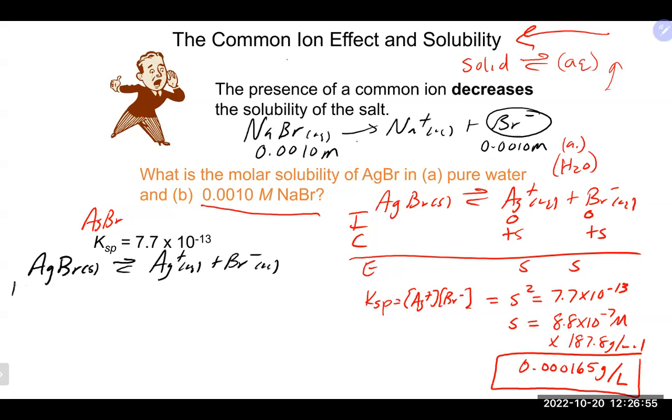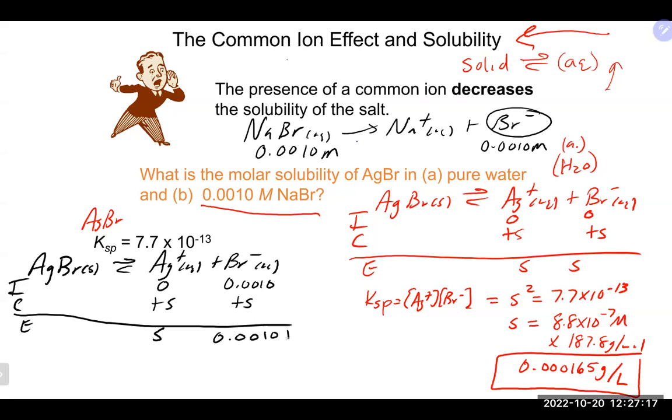And initially this would be 0, but initially here we will have some bromide being contributed by the sodium bromide in that solution, so it won't be 0. The rest of it will look very similar. This will be plus S and plus S, which means at equilibrium S and 0.001 plus S. Any questions on that so far?